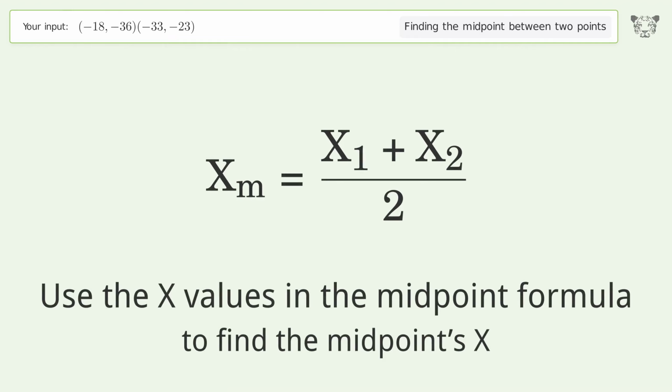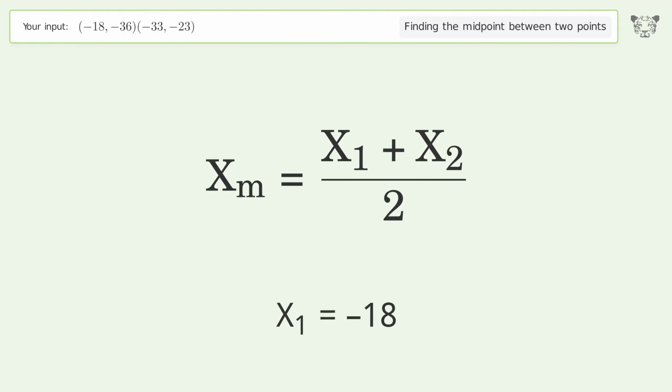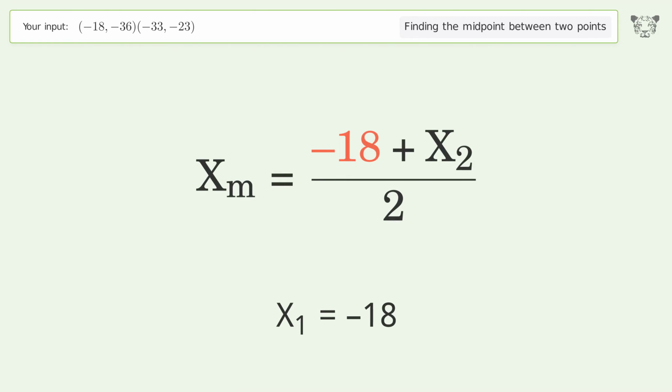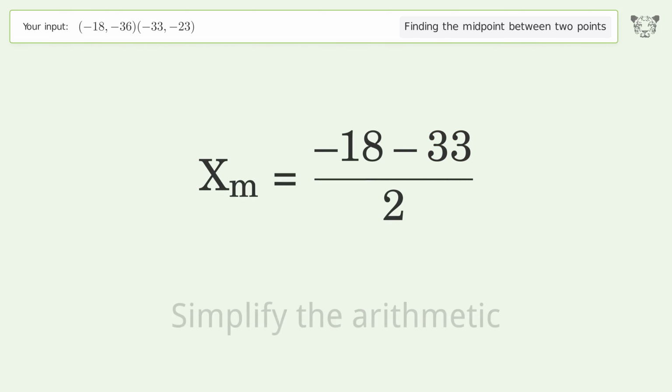Use the x values in the midpoint formula to find the midpoint's x. x1 equals negative 18. x2 equals negative 33. Simplify the arithmetic.